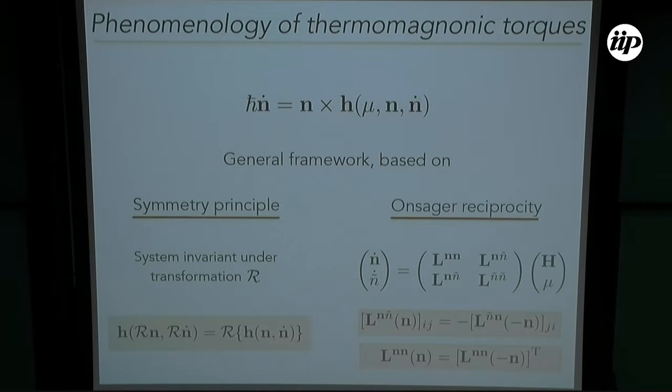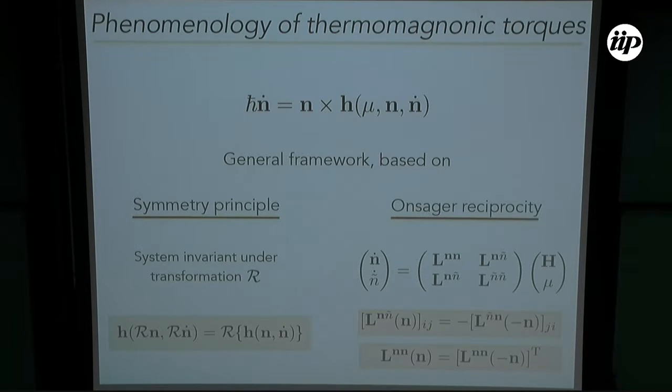And then our derivation is very general and is based on symmetry principles and on Onsager reciprocity. So what you would do effectively would be to start writing all the terms that are allowed by symmetry. If we consider a system that is invariant under a certain symmetry transformation, H will also have to be invariant under the same symmetry transformation. And secondly, the form of this term has to be constrained by Onsager reciprocity.